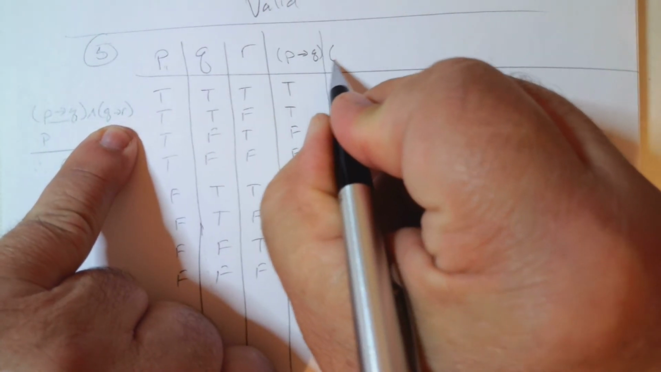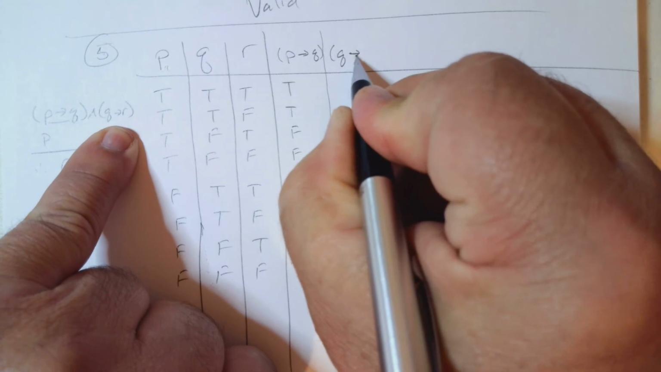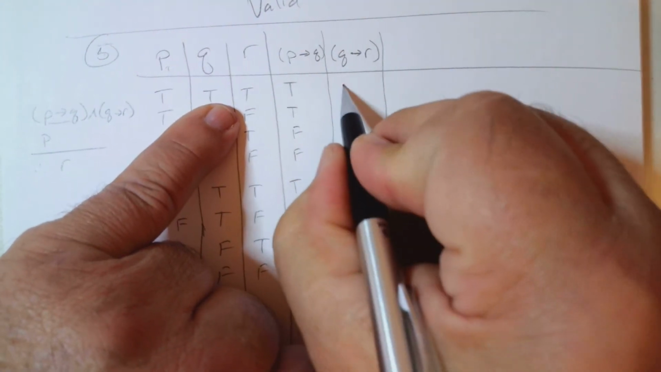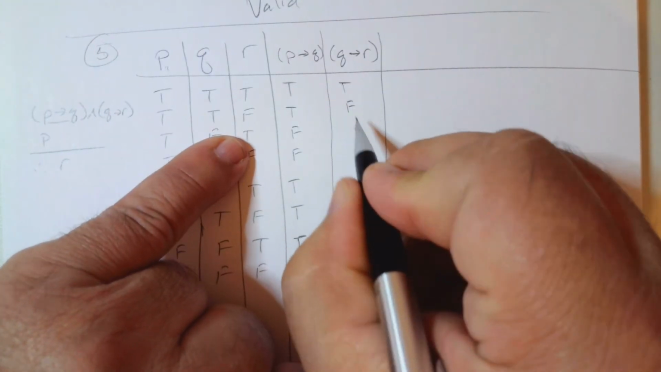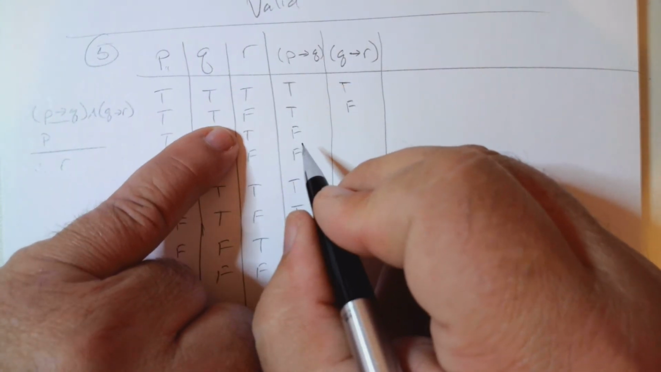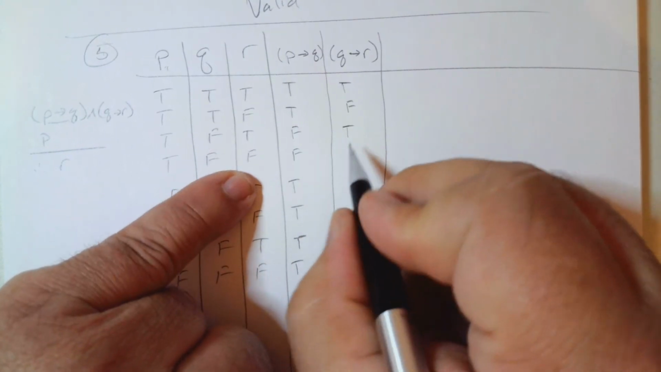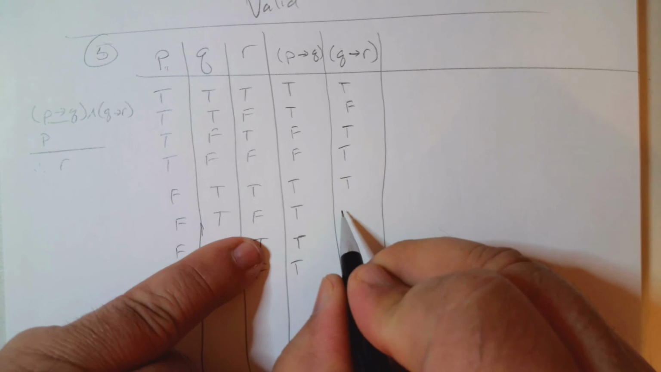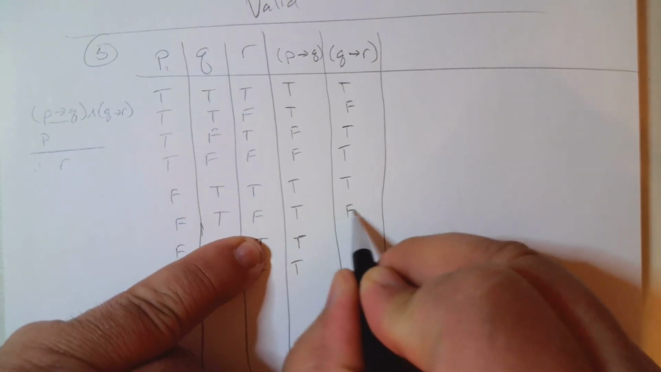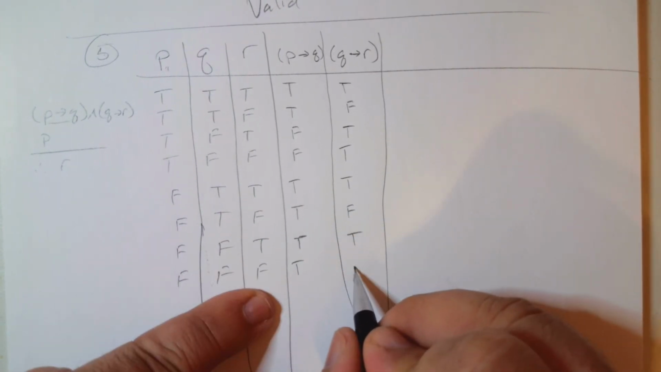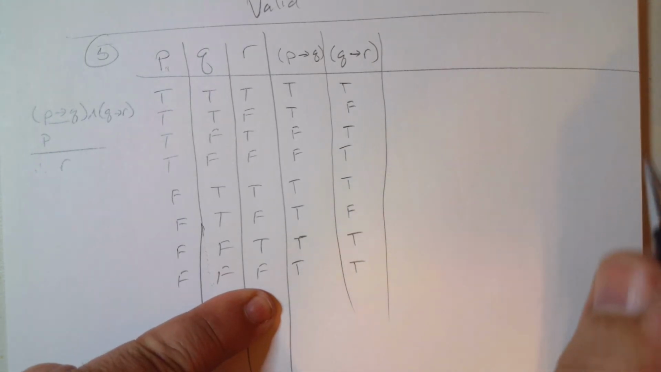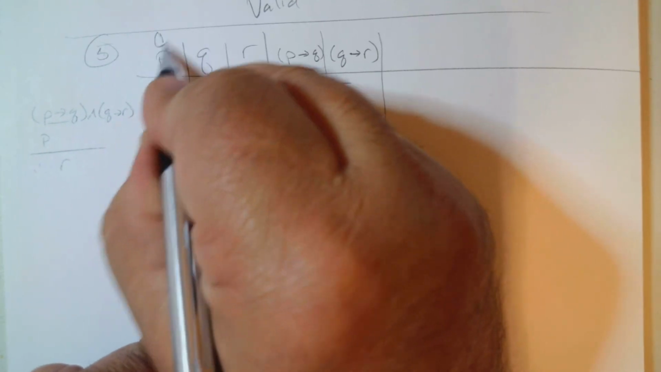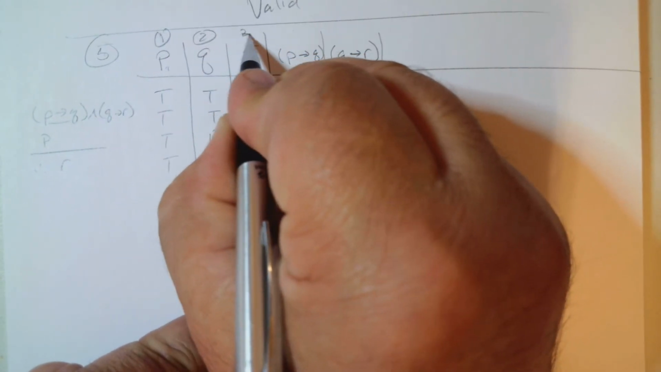Then we have to do the if Q then R statement. True and true, true and false. If true then false. If false then true is true. False then false is true. True and true is true. True and false is false. False and true is true. False and false is true.